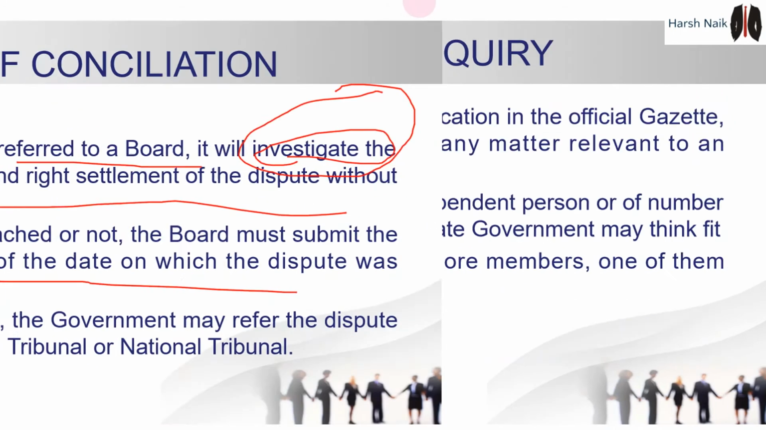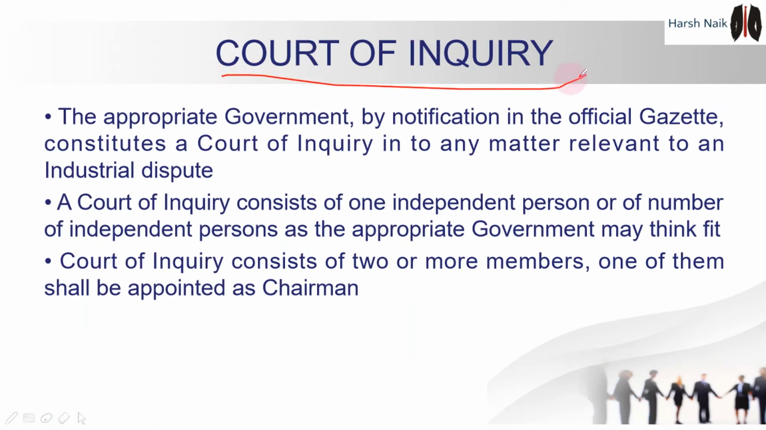Then next is the court of inquiry. What is this court of inquiry? It is a court of inquiry into any matter relevant to an industrial dispute that is developed by the government, right? It will consist of one independent person or a number of independent persons as the appropriate government may think fit, right? Basically this court of inquiry will only include independent persons. No person related to the industry will be included in the court of inquiry, right? They will be independent persons. One of them will be the chairman for that particular case, right?